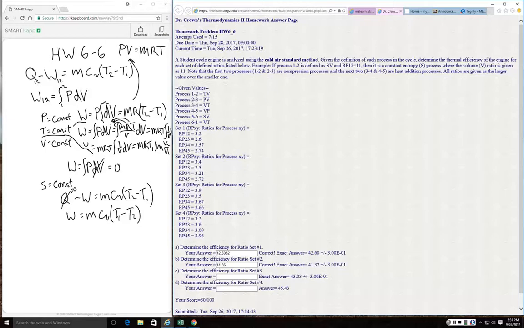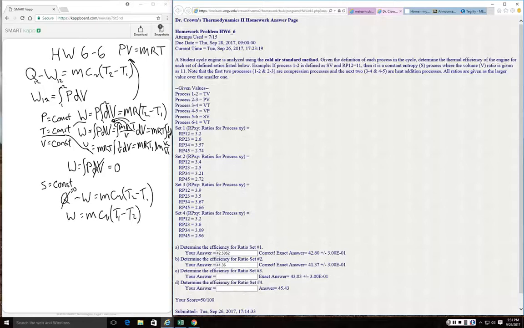So we've got the work for a constant pressure process, a constant temperature process, a constant volume process, and a constant entropy process. Those are the only processes that we're going to consider for this mystery problem. And we can get a lot of different cycles just with those processes. So I'm going to erase that. Save this though.